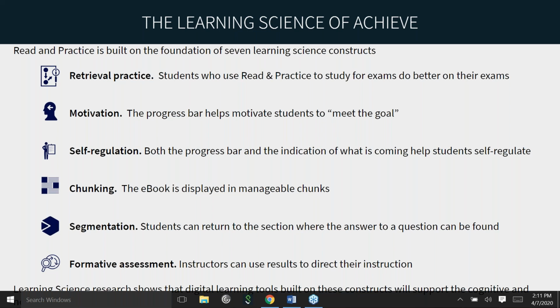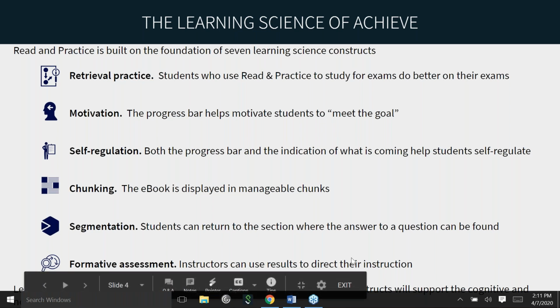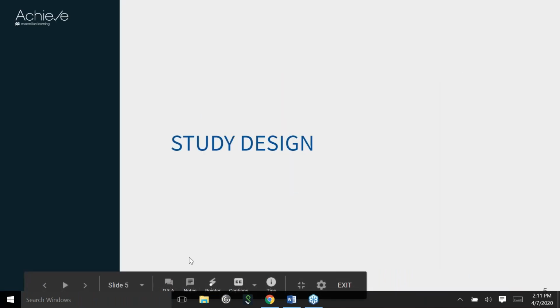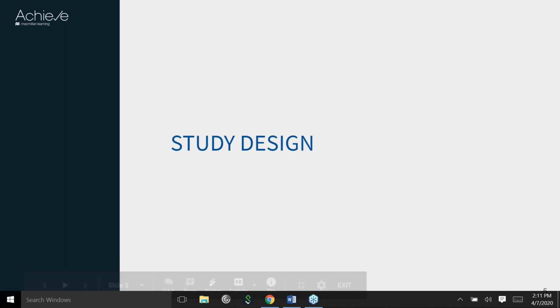So all of the research that we've done and everything we know about how people learn would lead us to the hypothesis that these learning science foundations will support cognitive and non-cognitive outcomes among students. I'm going to talk about the study design and the results that we're going to go through quickly today. But before I do, I just wanted to introduce you to the fact that this study is the fourth in a series of studies that have been done on Achieve, Read and Practice.